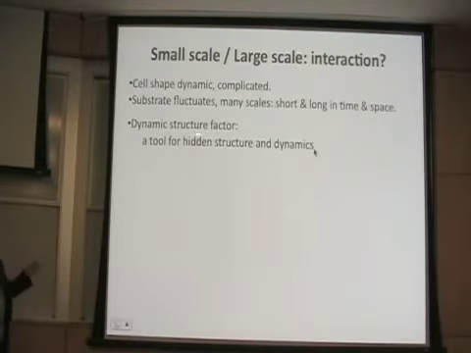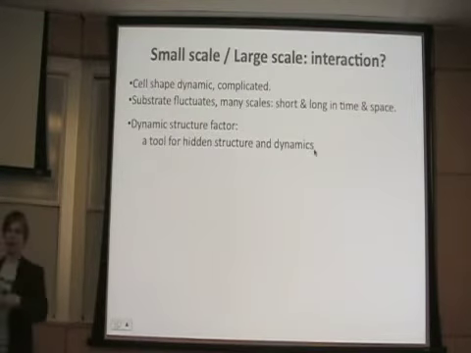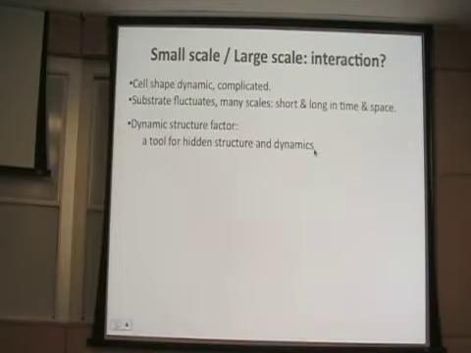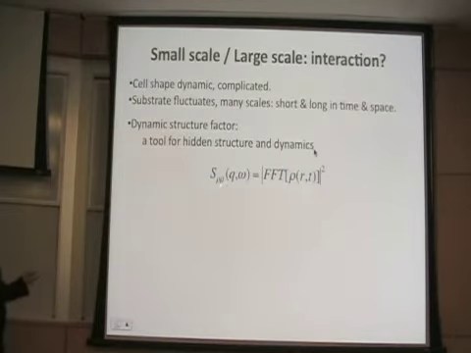So basically, I attacked it with the only tool I can think of when you have to find hidden structure in dynamics, which is basically a scattering method. I calculate the dynamic structure factor of cell motion and bead motion. Just briefly, for those of you who aren't familiar with this, it's basically the Fourier transform of the density in space and time. The modulus squared of that gives you what's called the dynamic structure factor.